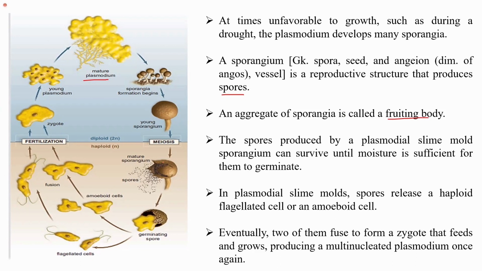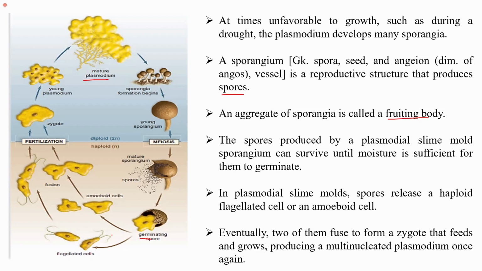The spores are then produced by the plasmodial slime mold sporangia. Basically, these young sporangia undergo meiosis. This is a mature sporangium that releases the spores. This is a germinating spore. When there are favorable conditions, the spores produced by the plasmodial slime mold sporangium get enough water and moisture sufficient for their germination, and they germinate. So this is a germinating spore that produces the cells.